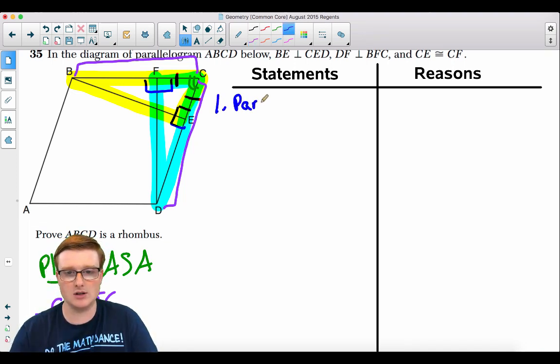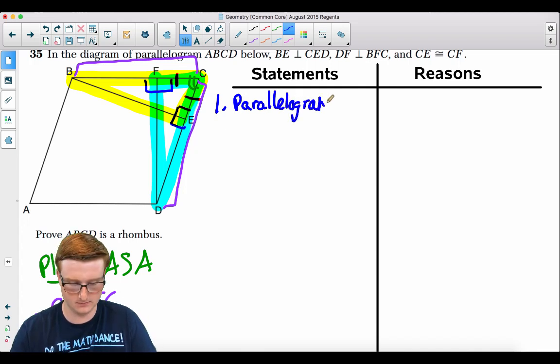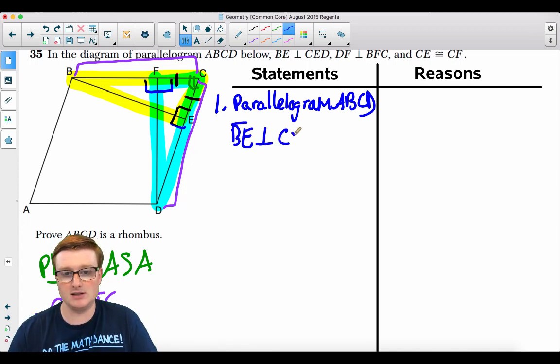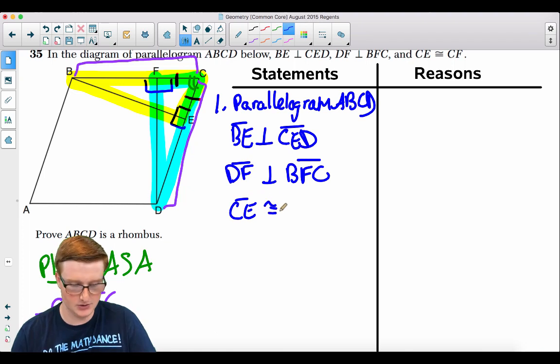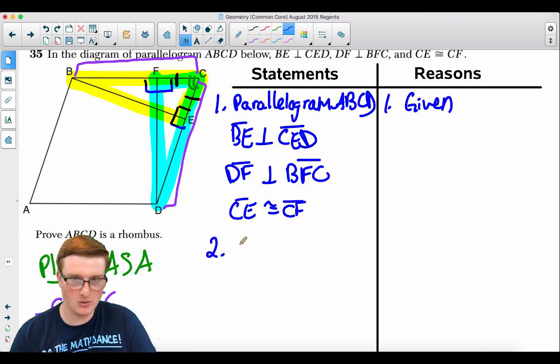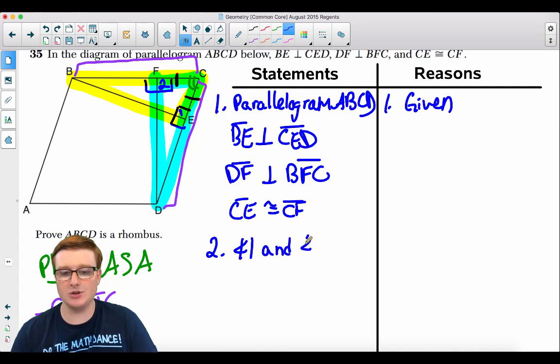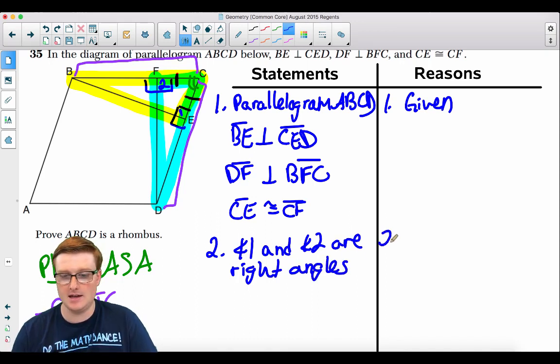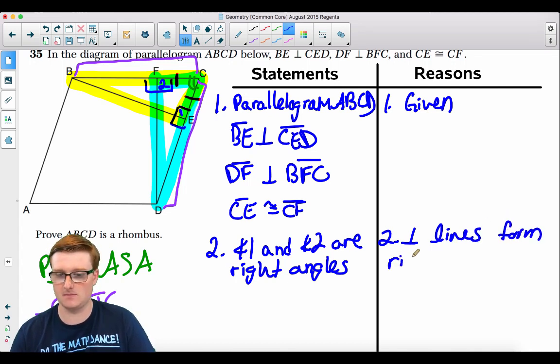Let's talk about it right now in our proof. Number 1, I'm going to list all the givens. So I'm going to say parallelogram ABCD. BE, you could skip this if you want to. I'm just listing the givens here. CED, DF is perpendicular to BFC. CE is congruent to CF. Number 1 is given. Okay. Number 2, I'm going to say this is angle 1, this is angle 2. I'm going to say that angle 1 and angle 2 are right angles. The next logical thing to say is perpendicular lines form right angles. That's your reason.